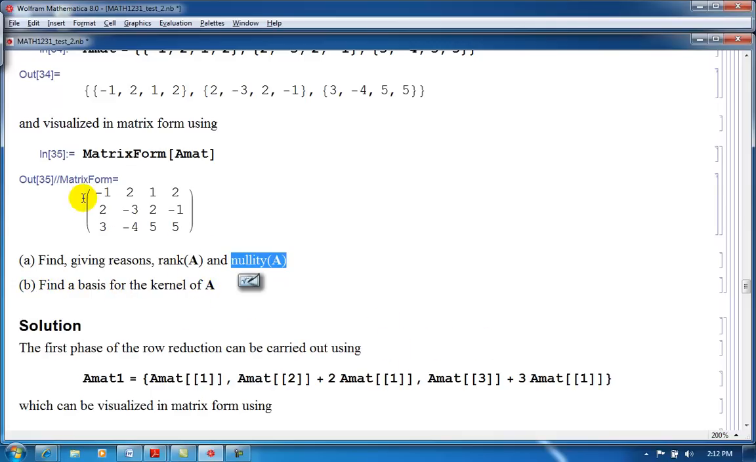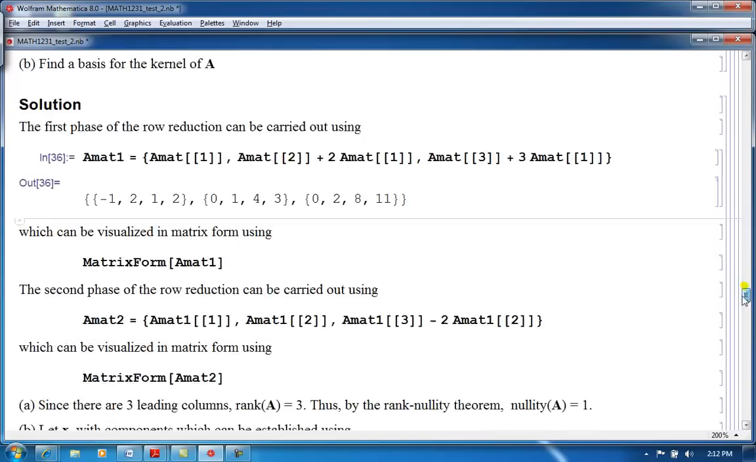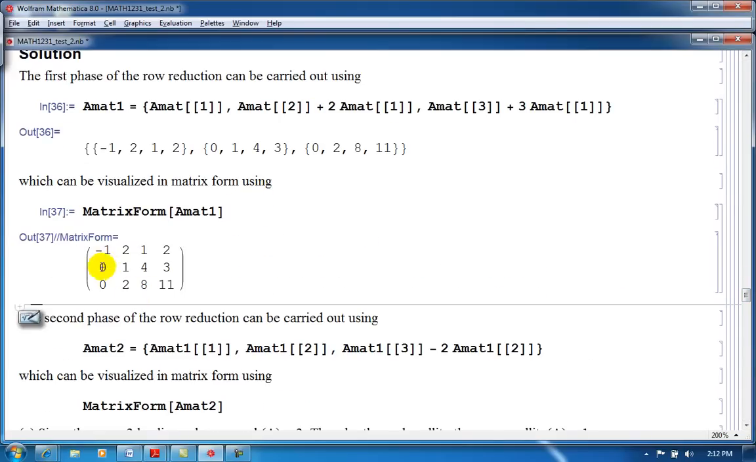So again we proceed by row reduction. We want to get zeros here and here, so we add twice the first row to the second and 3 times the first row to the third, and we can do that using this, and then we can view it as a matrix using that, and we can see that we have indeed got zeros down here. And now we want to do the second phase.